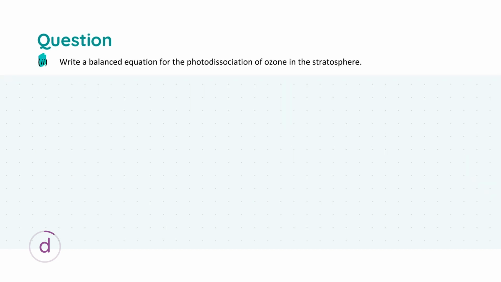Moving now on to Part 2, here we're asked to write a balanced equation for the photodissociation of ozone in the stratosphere. First of all, we're going to start out with our ozone. Ozone is O3, and it's going to photodissociate. So we're going to have an arrow here, and above it I'm going to write UV.